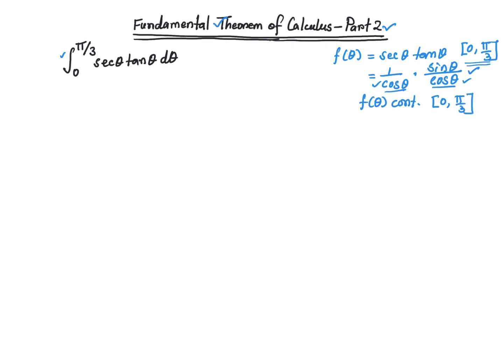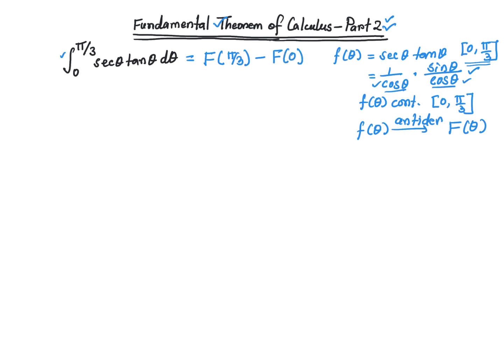So by the fundamental theorem of calculus part 2, we know that there exists an antiderivative for f of theta, let's call it F of theta. Now this integral can be evaluated pretty easily. Once we find the antiderivative F of theta, we just evaluate it at pi over 3 and subtract from it the value of F at 0.